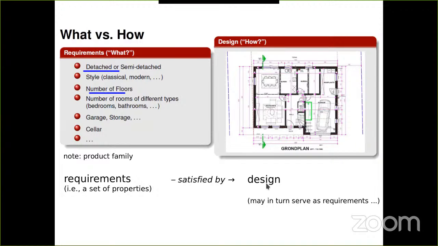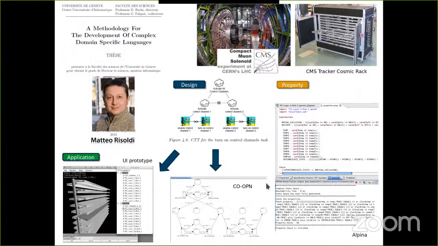Okay, this is important, and you might think, what is this all of a sudden? This is Matteo Risoldi. This is a particular setup, and in particular here, this tracker, Cosmic Rack, which detects cosmic particles, cosmic radiation. Matteo Risoldi was a PhD student with Didier Buchs, who you will hear later, a Petri net expert, developer of a language called CO-OPN, Concurrent Object-Oriented Petri Nets.